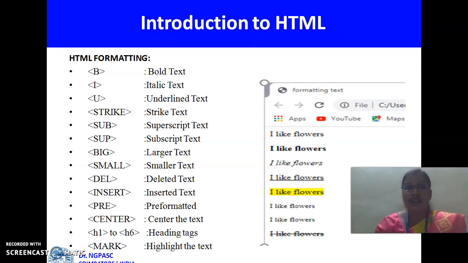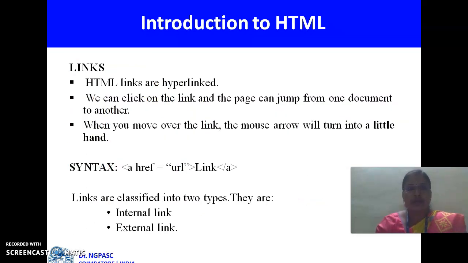These are some of the HTML formatting tags: B for bold text, italic text, underline, strike out, superscript, subscript, larger text, small, deleted text, inserted text, and pre-formatted text. If we want to give some text in default format, we have to use the pre-formatted text. Then there is center, heading text, and mark, which is used for highlighted text. Here I show some outputs used for bold, italic, underline, mark and strike out tags.